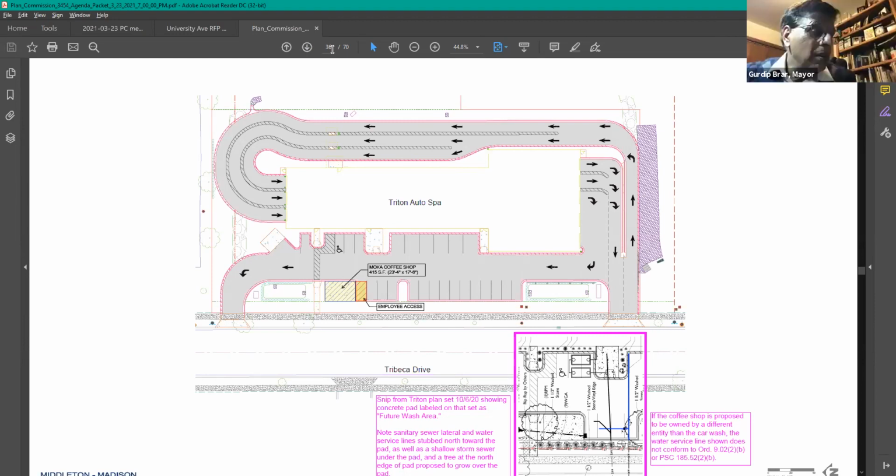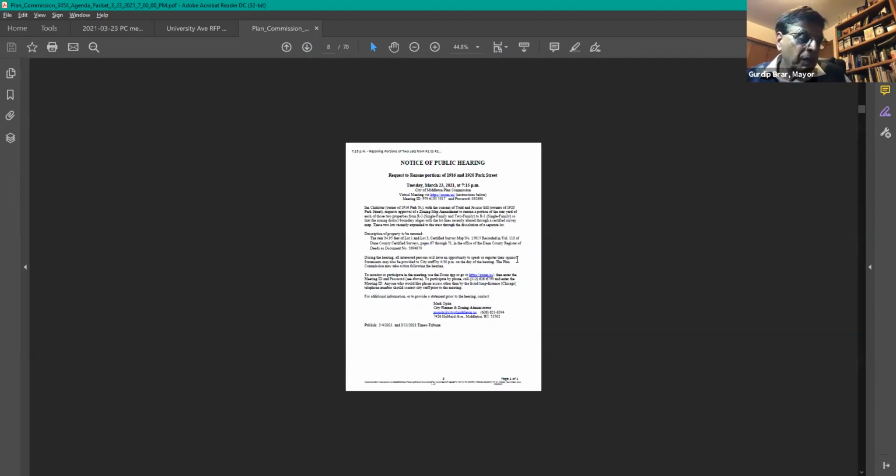All right, the motion is to approve the conditional use permit for Mocha Coffee Edition at Triton Auto Spa, Middleton, 3517 Tribeca Drive. All those in favor of the motion say aye. Aye. Aye. Anyone opposed? Motion passes unanimously. We're going to go on to public hearing number 2.